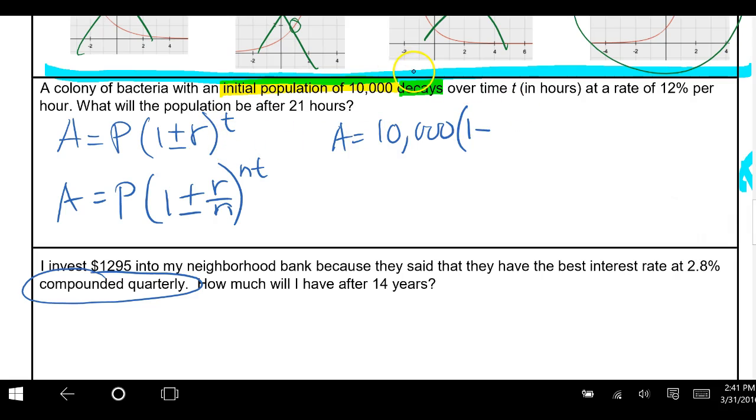And then the next one is R, which stands for our rate. In our case, our rate is 12% per hour. And remember, with percent, we want to change that to a decimal, and we do that by moving the decimal 2 places, and this becomes 0.12. So 1 minus 0.12 raised to t, which is our time, and that comes from the question itself. What will the population be after 21 hours? So we put in our 21 here. Now go ahead and plug this into your calculator.